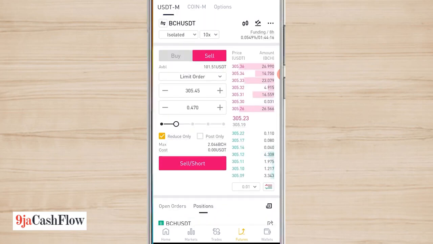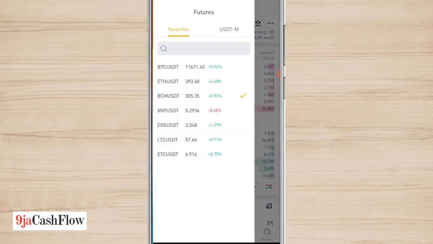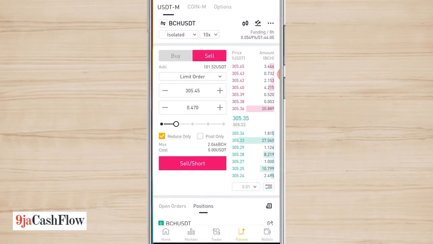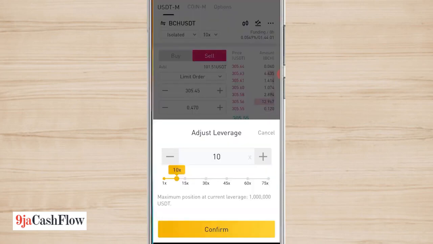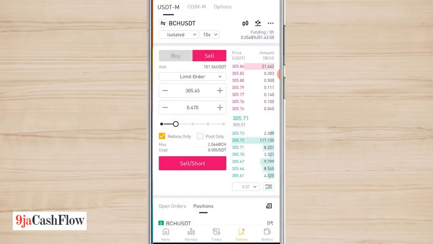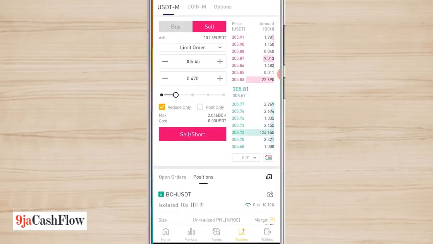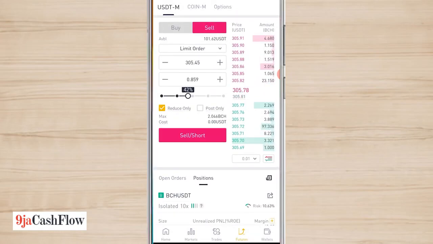So that's that about trading the futures market. Let me recap. The first thing is to choose your market. Make sure that you are always on isolated. Make sure you don't go above 10x leverage. I repeat, don't go above it. Next, make sure that you don't use all your capital. 25% is good per trade.